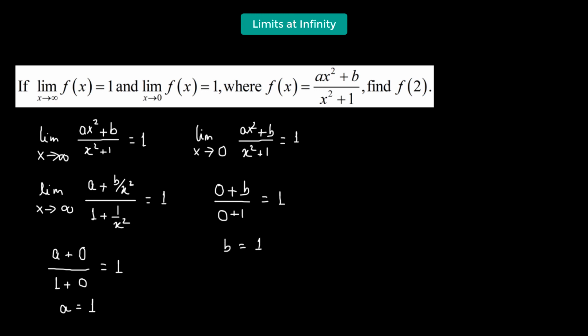So now that we have the value of both a and b, we can rewrite the given function with a, which is 1, so we have (x squared plus 1) divided by (x squared plus 1). Now we have both the numerator and the denominator having the same term. So we have f(x) equals 1. So now that we have the value of f(x), f of 2 will also be equal to 1.